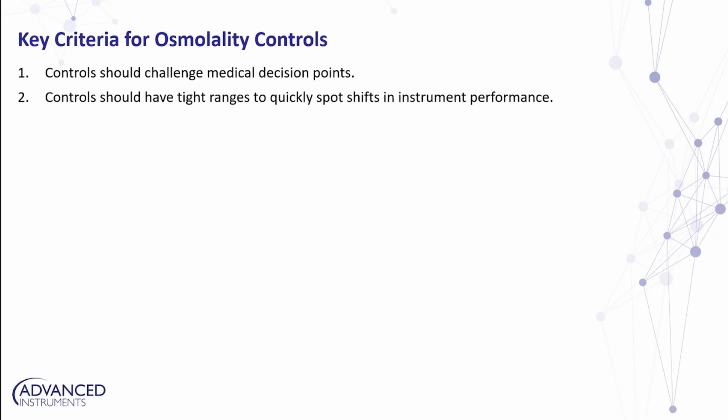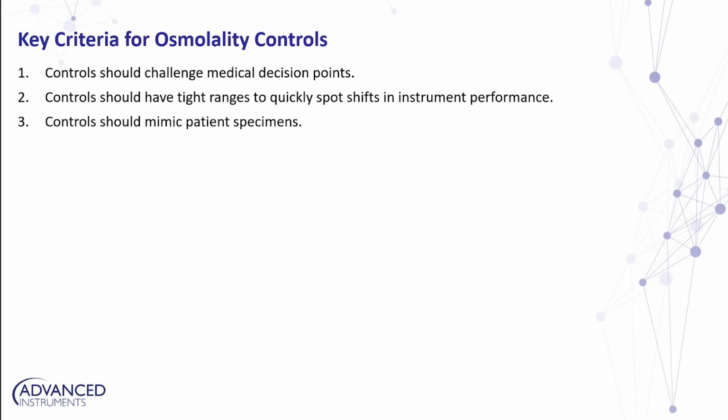Second, controls should have tight ranges to quickly spot shifts in instrument performance. Controls with a reliably tight acceptance range enable the detection of small shifts in instrument performance. Even a slight shift in patient osmolality values can be diagnostically significant, so it's important that control ranges have an accordingly tight acceptance range.